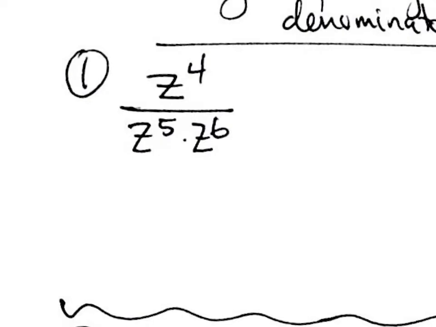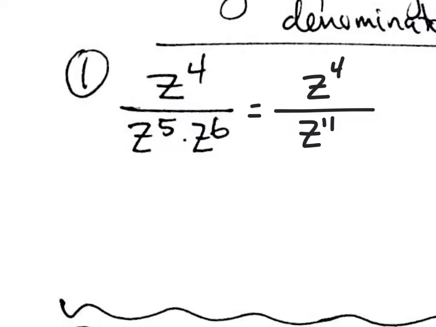So we basically need to combine the bases, right, by either adding the exponents or subtracting, and then write it so that it's not a fraction. So for our first step, we're going to leave the top or the numerator alone, and then down below we're going to add the exponents. So our denominator becomes z to the 11th.